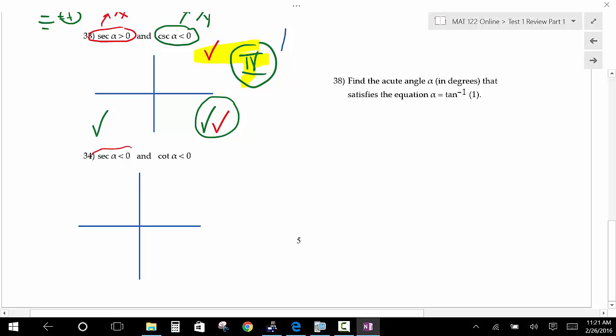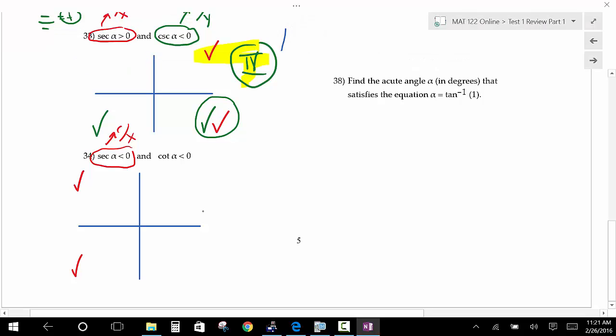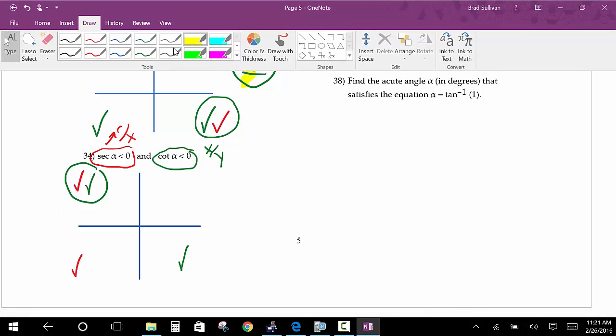So the secant is negative. The secant, again, is r over x. Where is x negative? It's negative where x is negative. Then we're going to look at the cotangent being negative. So the question becomes, where is the cotangent negative? Cotangent's x over y. So it turns out that would be where you have opposite signs. That's going to be negative in 4 and in 2. So those two conditions come together in quadrant 2.